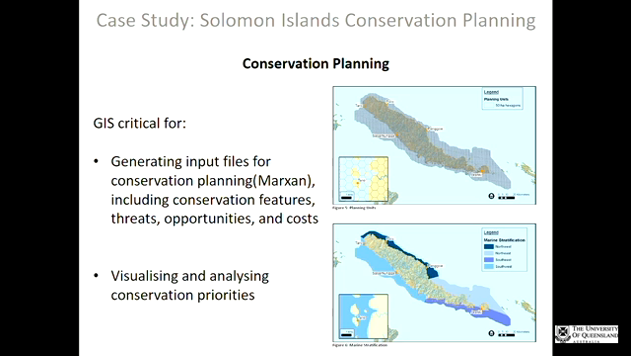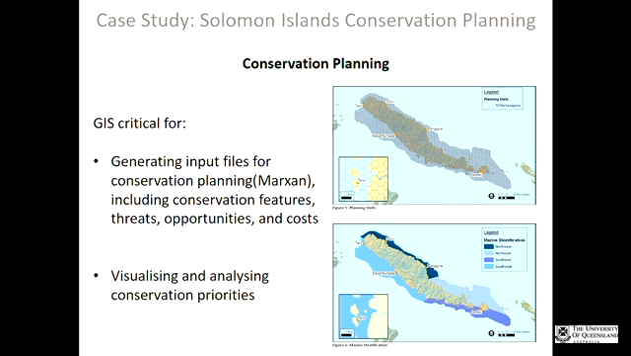And then the next stage was to take that information and look at, well, where are the important areas? This was what's known as a conservation planning exercise. They used software called Marxan, which takes GIS inputs and tries to identify important areas based on things like cost and value and so on. The GIS inputs were really these conservation features or values, threats to those values, opportunities, and also the cost of doing things.